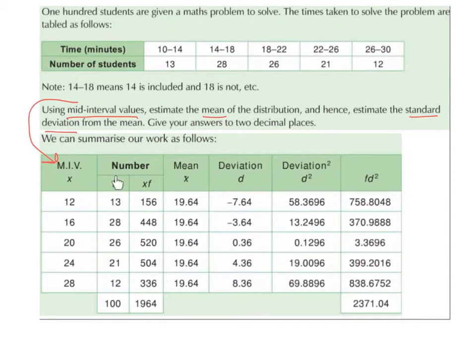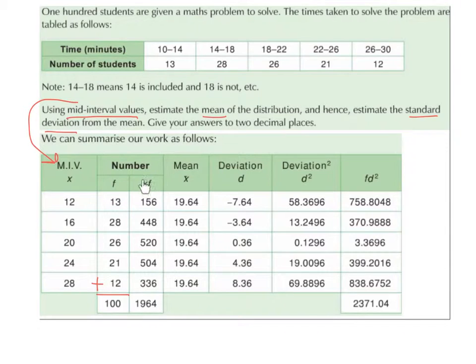So our next column has f at the top, which represents frequency. Our first frequency was 13, so that's going to go beside the 12. Our second frequency was 28, that goes beside the 16. Our third frequency was 26, that goes beside the 20. Our fourth frequency is 21, that goes beside the 24. And our fifth frequency was 12, which goes beside the 28. Adding these together, we get 100.